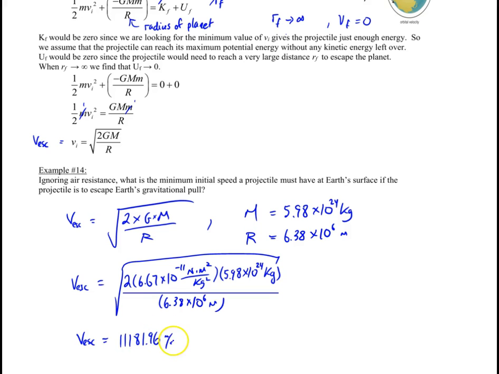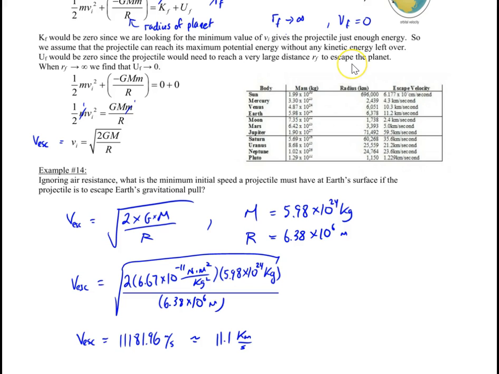1,118.196 meters per second. Let's just round that off to 11.1 kilometers per second. So that's how fast you need to fire a rocket from the surface of the Earth so that it does indeed escape the Earth's gravitational pull on it. Of course, if it escapes the Earth, it's not necessarily going to escape the sun, because the Earth is also being pulled towards the sun. So there are all sorts of escape velocities. You have the escape velocity for the moon, for Mars, the sun, and so forth.